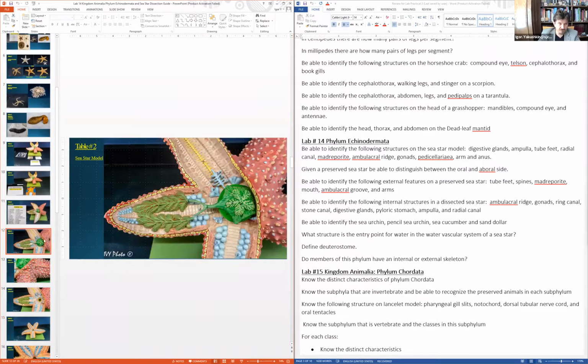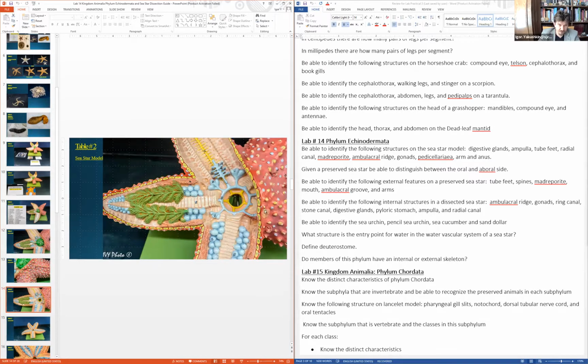Ridge is right here. That part in the middle is right here. This is the ridge. And then what else? A ring canal. You don't really see the ring canal here, but you can see it here. So we have a madreporite or sieve plate, stone canal leading the water into the ring canal. The ring canal will split into radial canals, which will fill up the ampullae and the tube feet. Water vascular system.